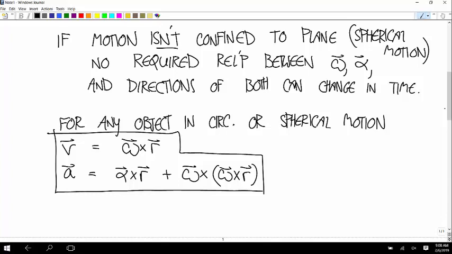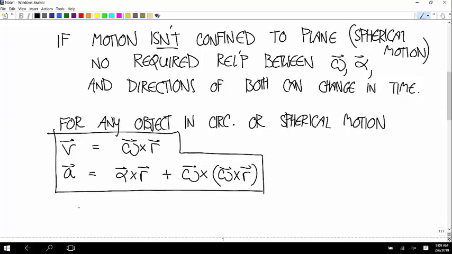And largely that's not because we're going to be looking at particles moving in circular and spherical paths on their own, but because we're going to be talking a lot about rigid bodies. And anytime you have a rigid body that's rotating about a joint, then every point on that rigid body is moving in circular or spherical motion. Okay.